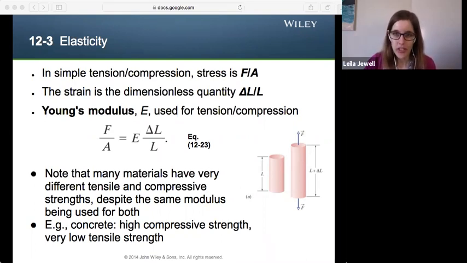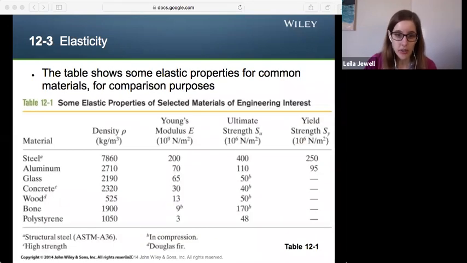So the Young's modulus E is something you're not expected to know, but that's something you can look up in the table. So here's a table of Young's modulus for several common materials, so you can get a sense of the comparison, right? So steel has a pretty large Young's modulus. And then we could go down, concrete is smaller, bone, polystyrene, very small. So the larger the Young's modulus, that's going to be the larger effect that we could see, right?